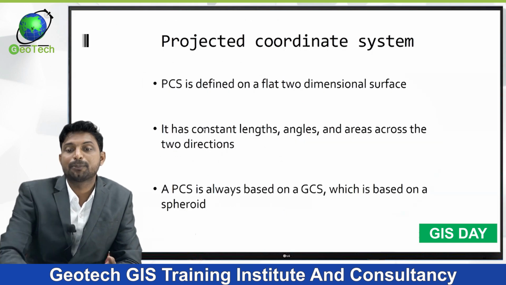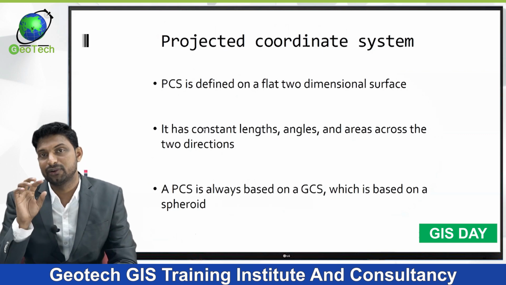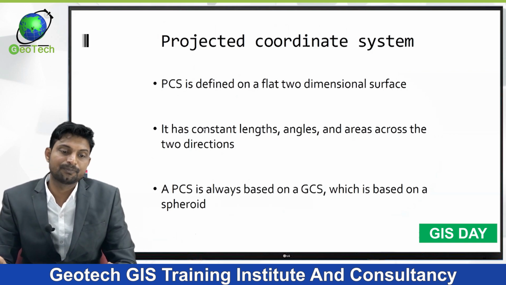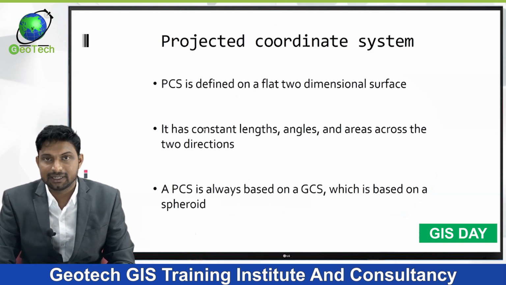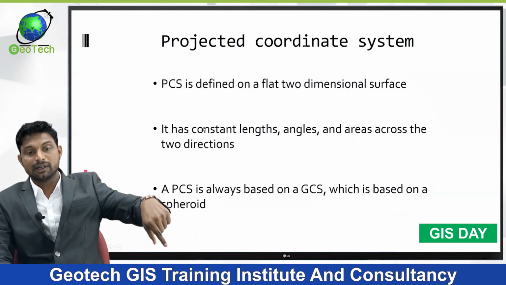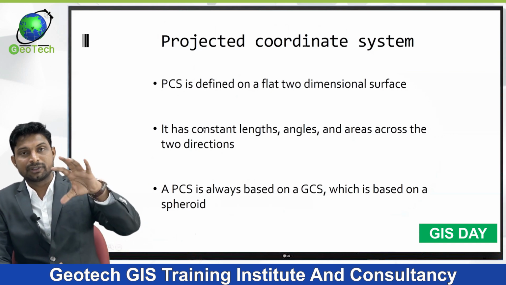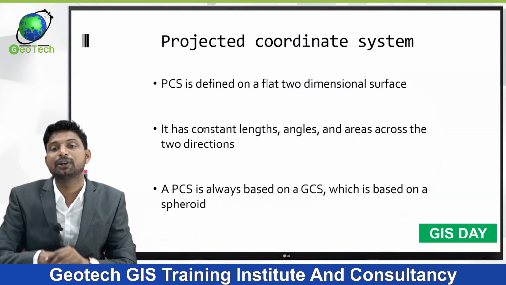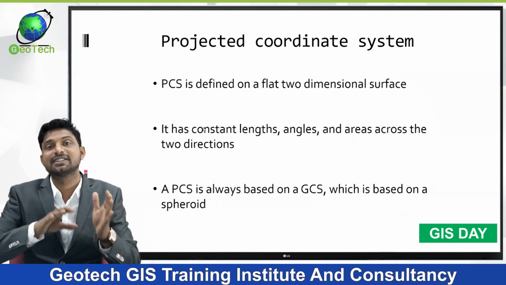So we need a projection to calculate area. If I tell you to take 1 degree of land, how much land will it be? We cannot calculate it exactly. But if I tell you to take this many meters or this many kilometers of area, then you are able to do it. For that, for a measurable unit, we need to convert this GCS into PCS.